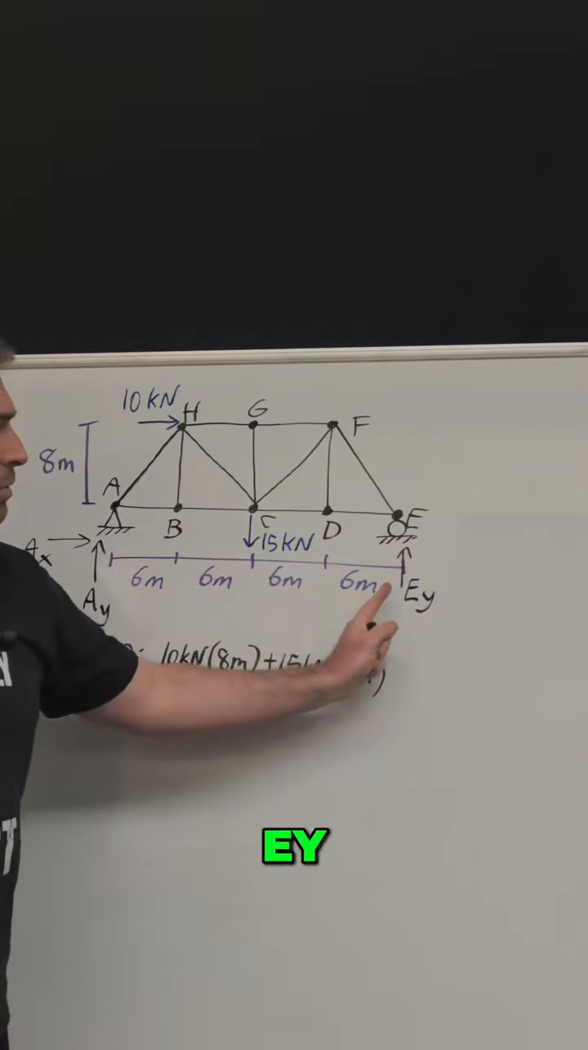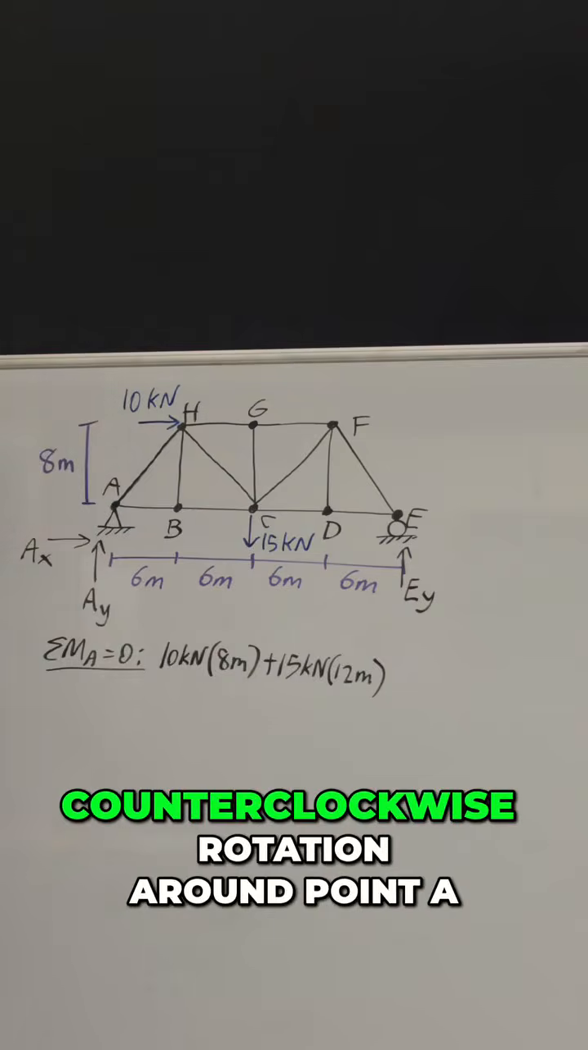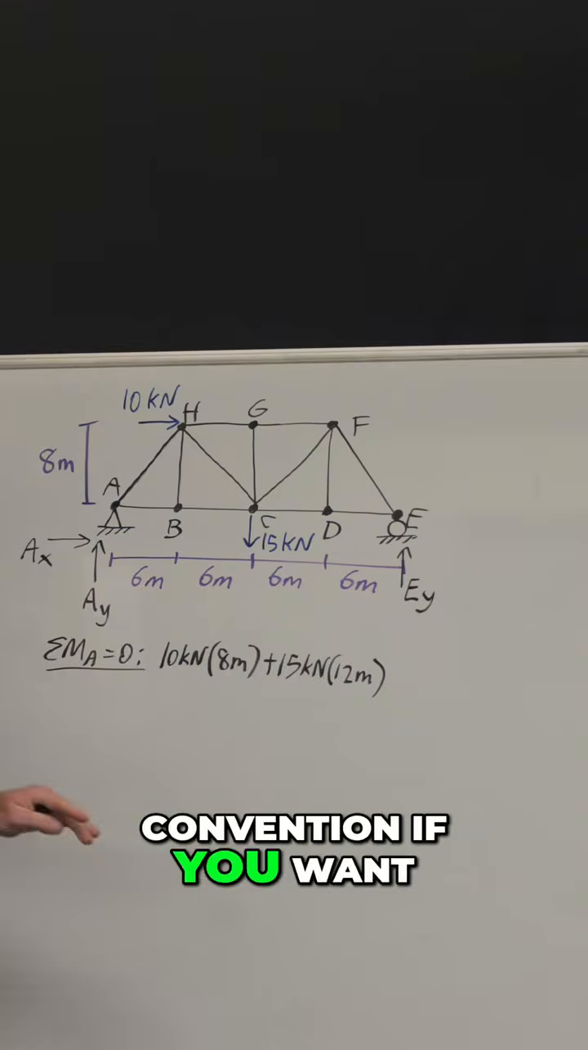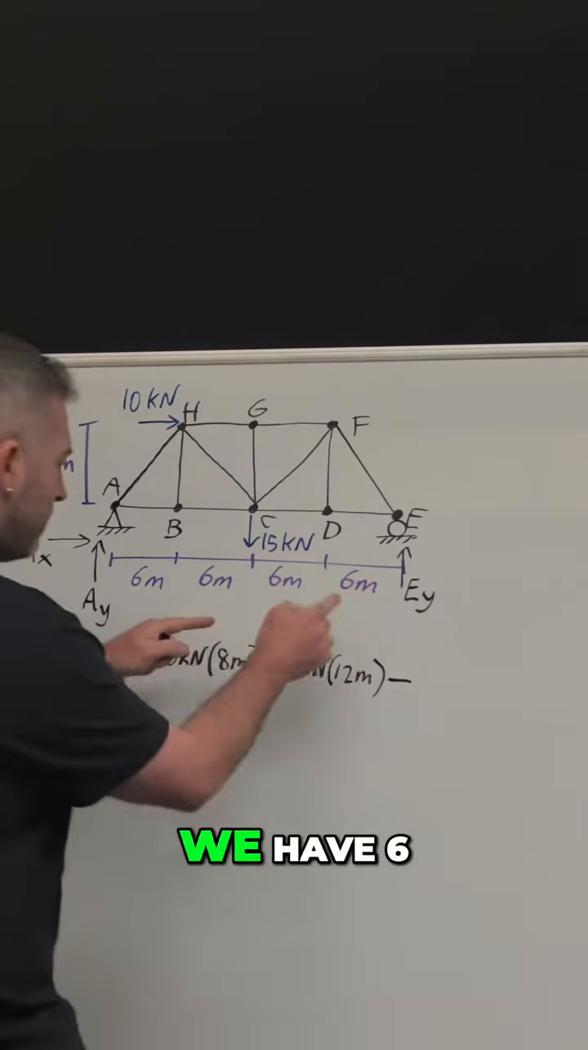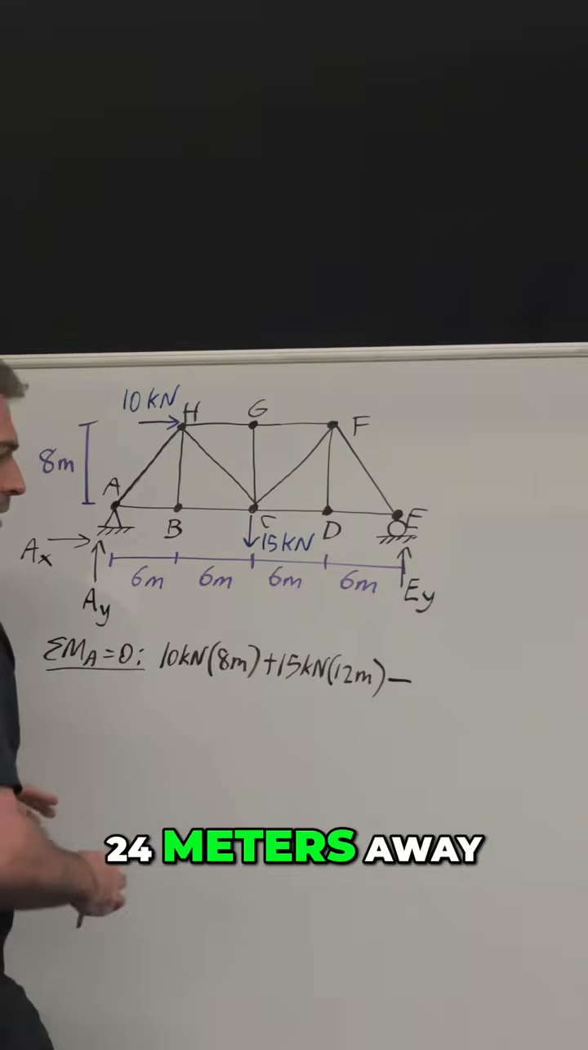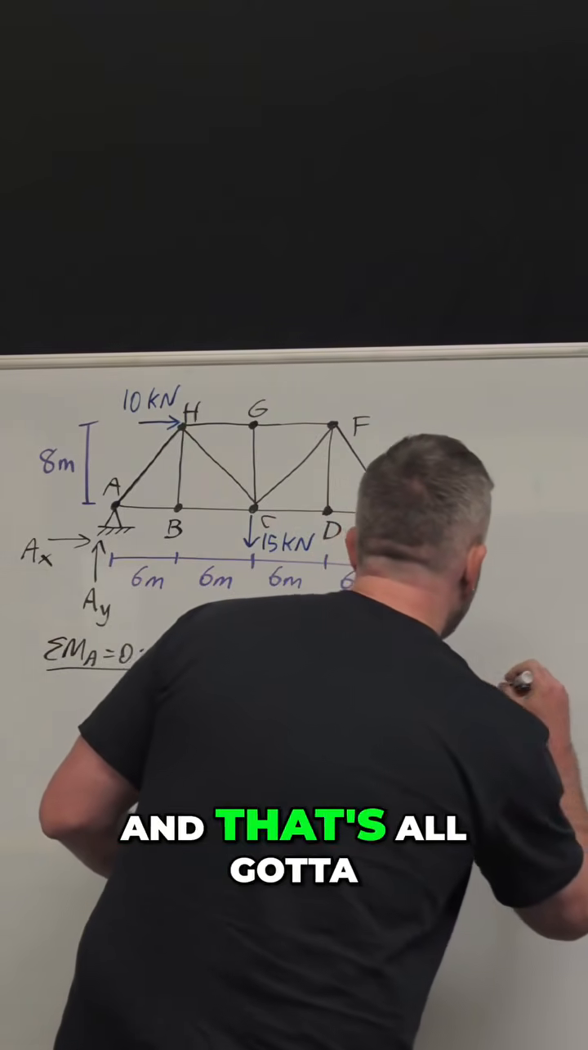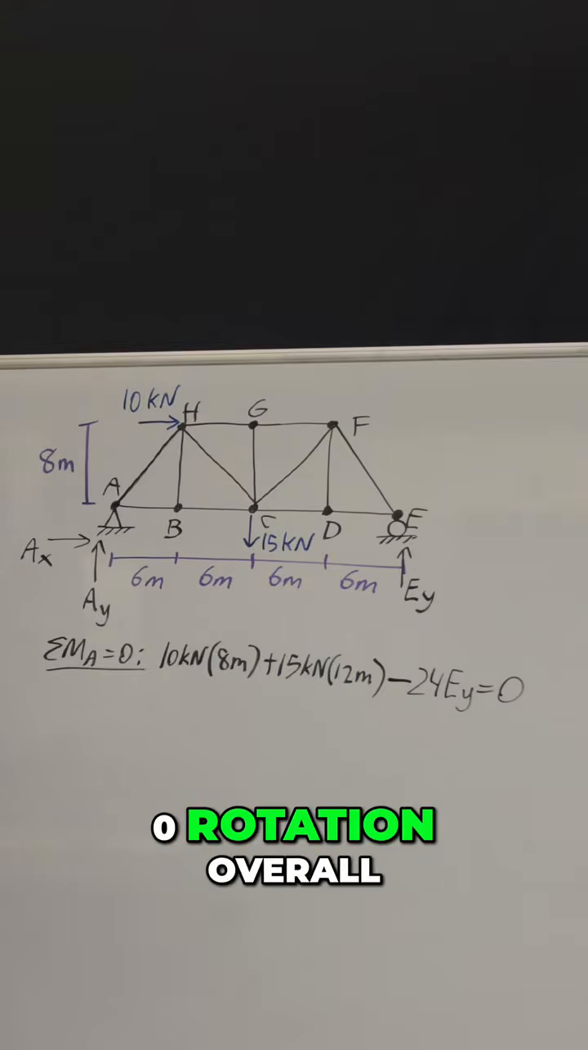But then we have EY, which is actually creating counterclockwise rotation around point A. I'll call that negative. You can use either convention if you want. So minus, we have 6, 12, 18, 24 meters away. So minus 24 times EY. And that's all got to add up to zero rotation overall.